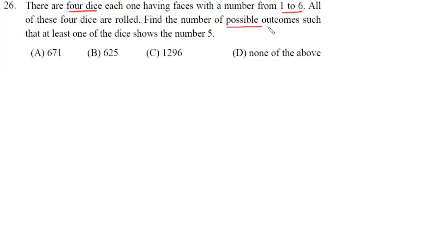Find the number of possible outcomes such that at least one of the dice shows the number 5. So we'll do it with exclusion. The total number of choices that we have here is 6 × 6 × 6 × 6 for all the 4 dice, minus all the cases where we have no 5. If we subtract all those cases where we do not have a 5, then we'll get at least one 5. If we do not have 5, then for each die we have 5 options. So it'll be 5 × 5 × 5 × 5, which equals 671, and that's your option A.